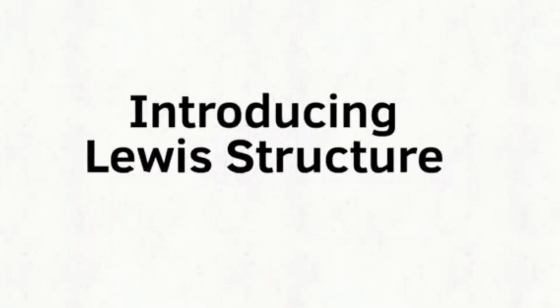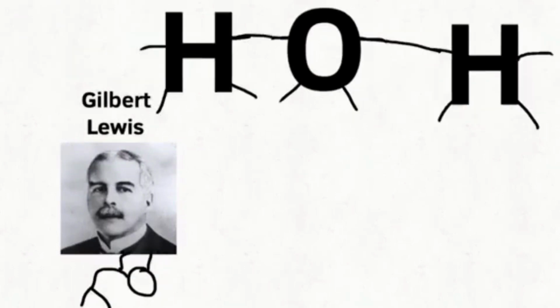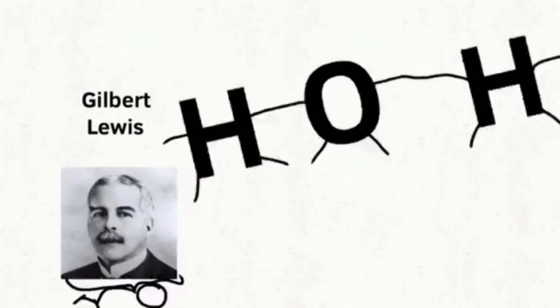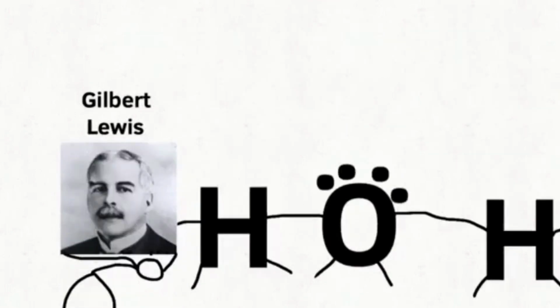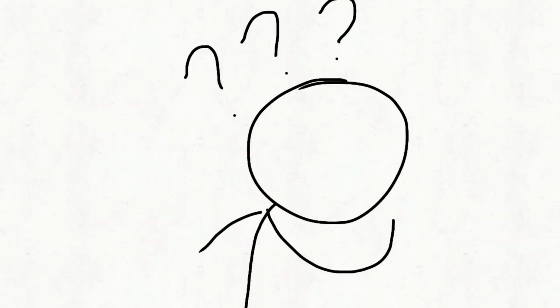Introducing the Lewis structure. The Lewis structure is named after Gilbert N. Lewis, who introduced it in his 1916 article, The Atom and the Molecule. Lewis structures extend the concept of the electron dot diagram by adding lines between atoms to represent shared pairs in a chemical bond. How to create Lewis structures?